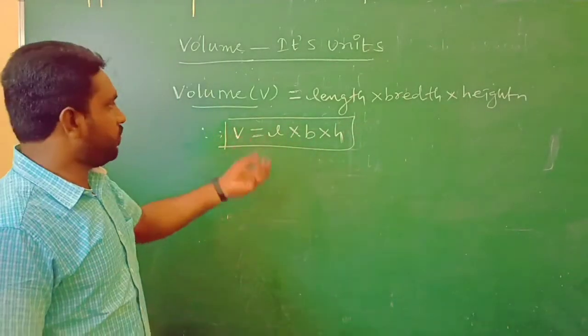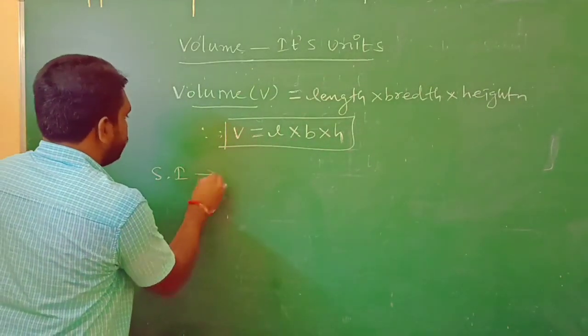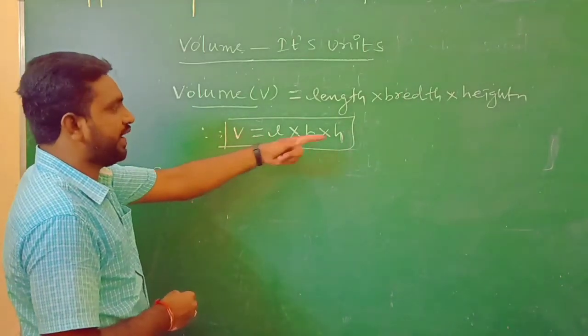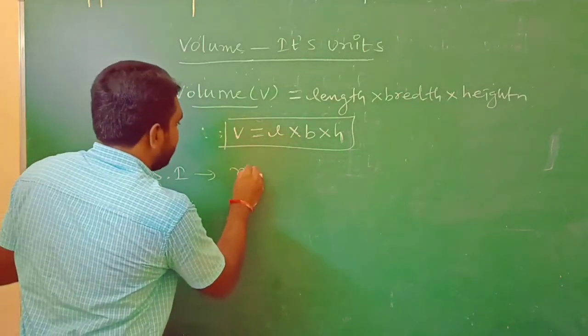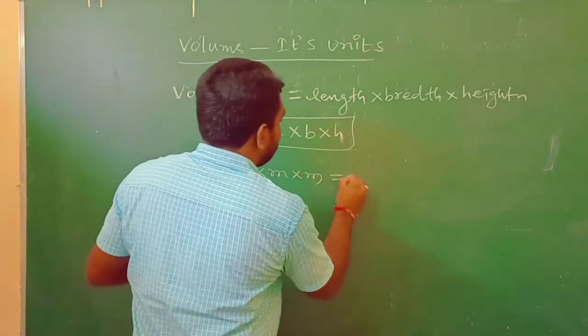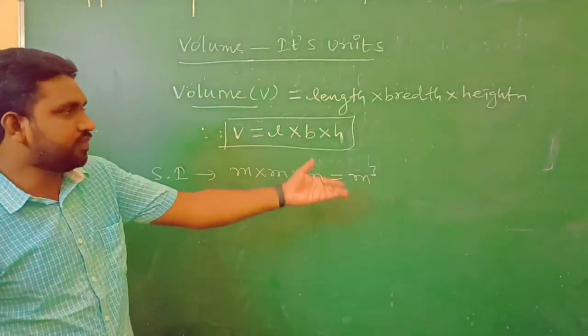Now we are going to learn the units. First we will consider the SI system. In the SI system, length is measured in meters, breadth is measured in meters, height is also measured in meters. So we can write meter into meter into meter. What do we get here? Meter cube, which is also said to be cubic meter.